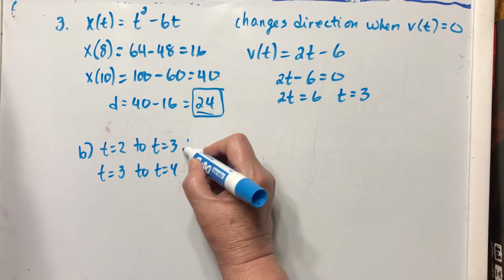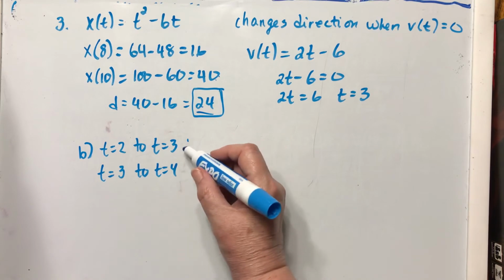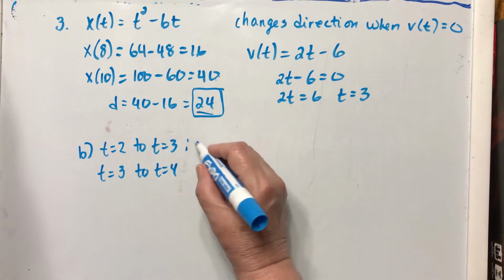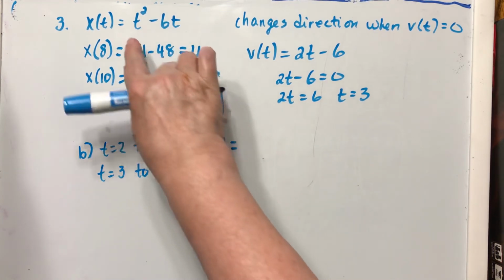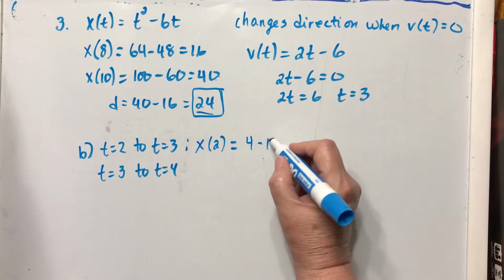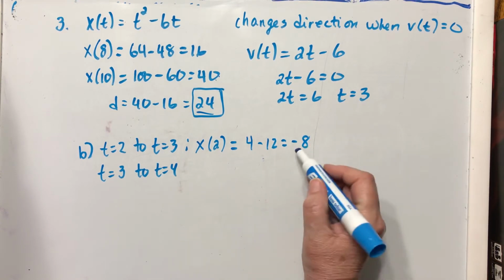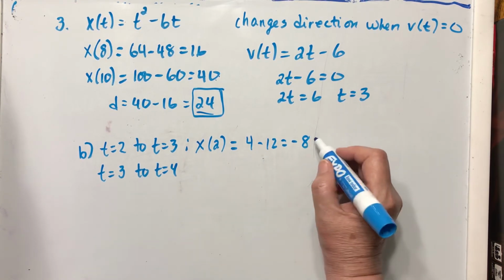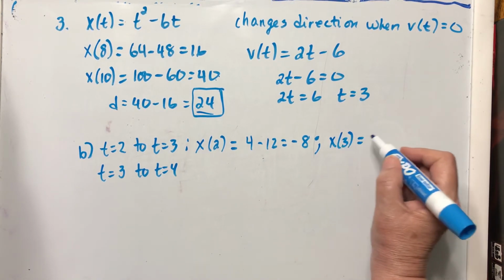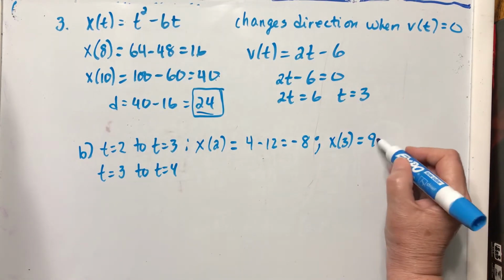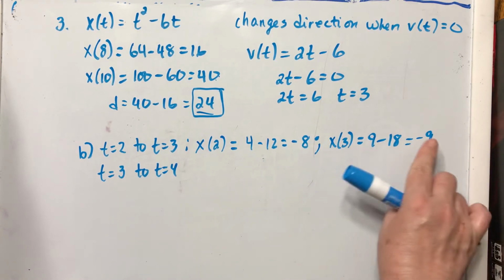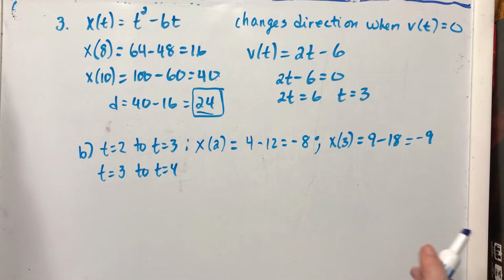All right, so how far does it travel from t equals 2 to t equals 3? Again, you just need to know what position it is at each point in time. So the position at 2, going back up to our position function, is just 2 squared, which is 4, minus 6 times 2 is 12. So if you think of the number line, it's sitting here at -8 at t equals 2. At t equals 3, the position is 3 squared minus 6 times 3, so we're at -9. So how far has it traveled if it's gone from -8 to -9?